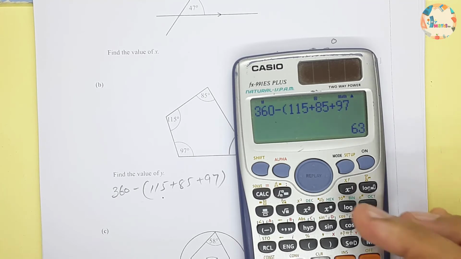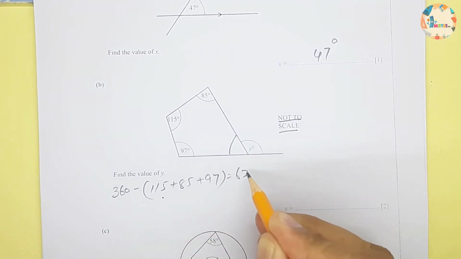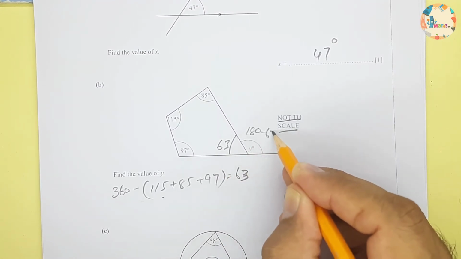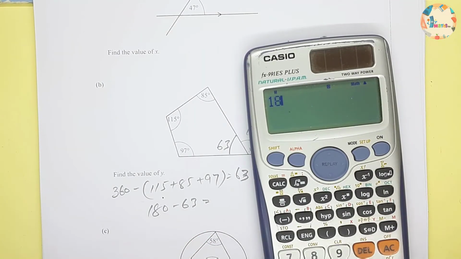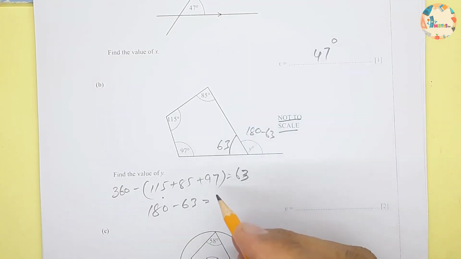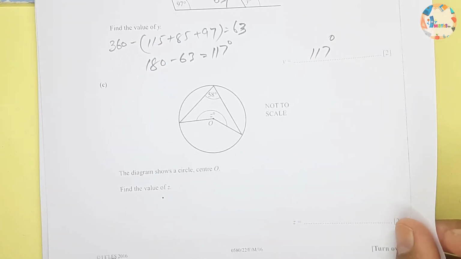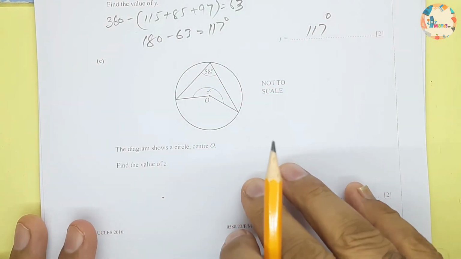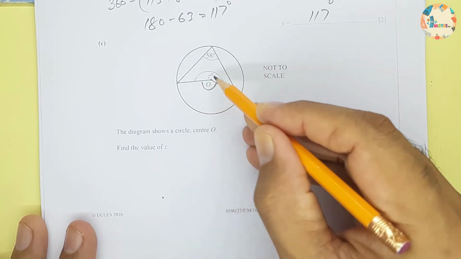This gives us 63, so this angle is 63. This will be 180 minus 63, which equals 117 degrees. So this will be 117 degrees. Hopefully you got this as well. Now C part, this angle is 58, and we have to find this z, and we know this angle is double of this.